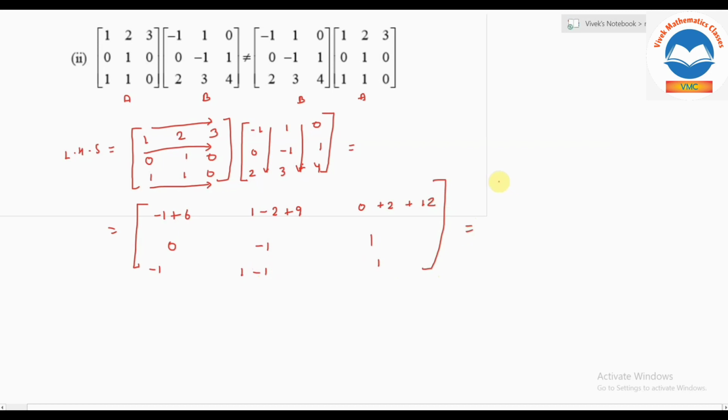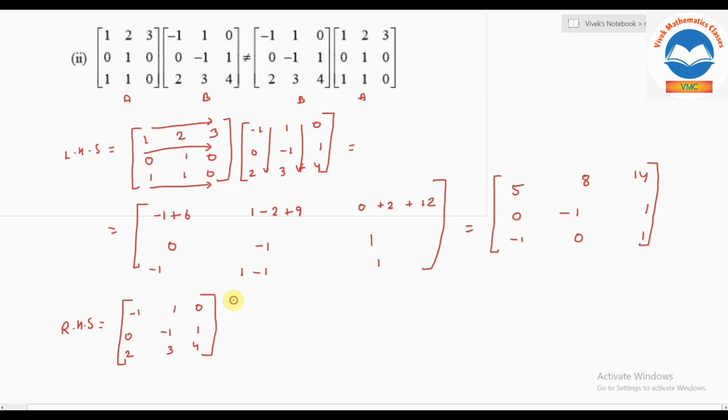So if you simplify this, what we will get? We will get LHS as 5, and here 10 minus 2 will be 8, and here 14. Next, second row will be 0 minus 1 1, and third row will be minus 1 0 1. So this we are getting our LHS. Now we will check our RHS. So what will be our RHS? RHS will be reverse of this multiplication. So minus 1 1 0. Next will be 0 minus 1 1, and 2 3 4.